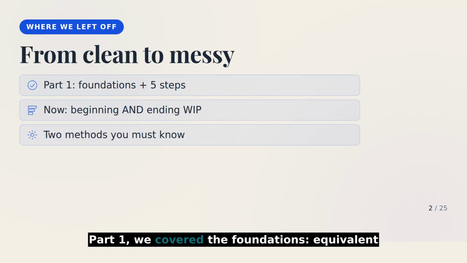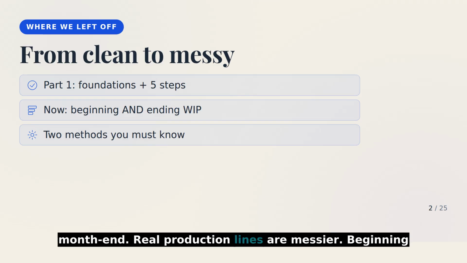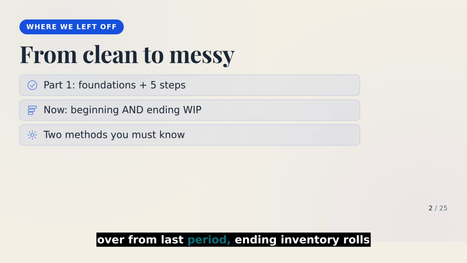In part 1, we covered the foundations, equivalent units, the 5 steps, and a clean case where nothing is left in flight at month end. Real production lines are messier. Beginning inventory carries over from last period, ending inventory rolls into the next. Now you face a choice of valuation method.